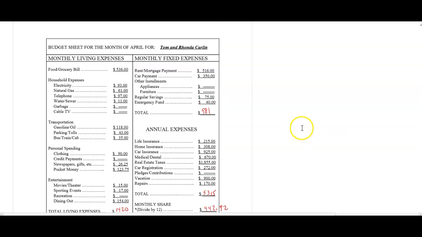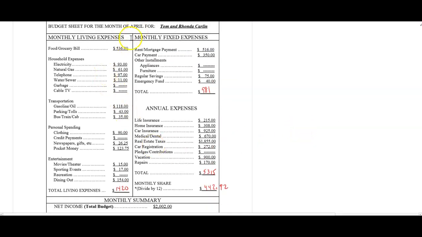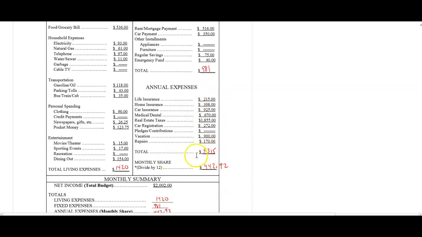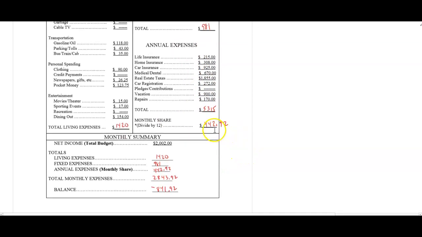So when you look at this monthly budget, living expenses are $1,420, monthly fixed expenses $981, and your total annual expenses are $5,315 for a total of $442.92 monthly. This is interesting to look at again, because his total budget for the month is $2,843.92, but he's only bringing in $2,002. So he's in the hole $841.92 a month.